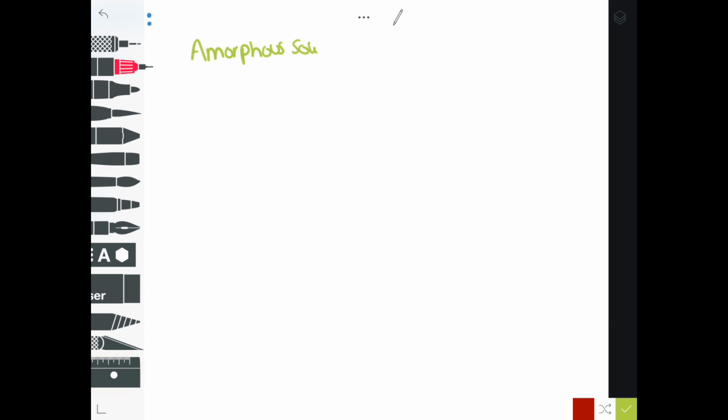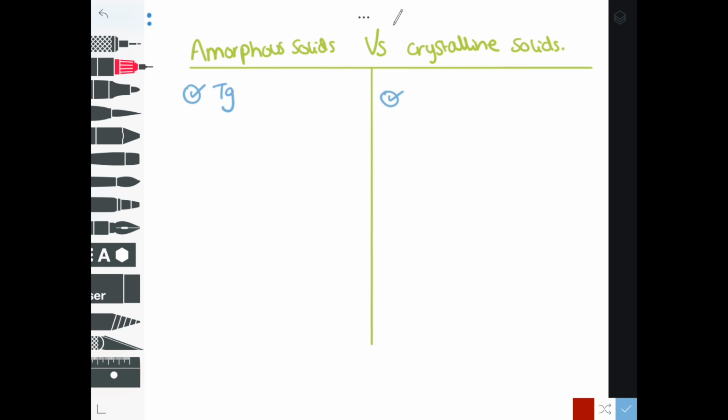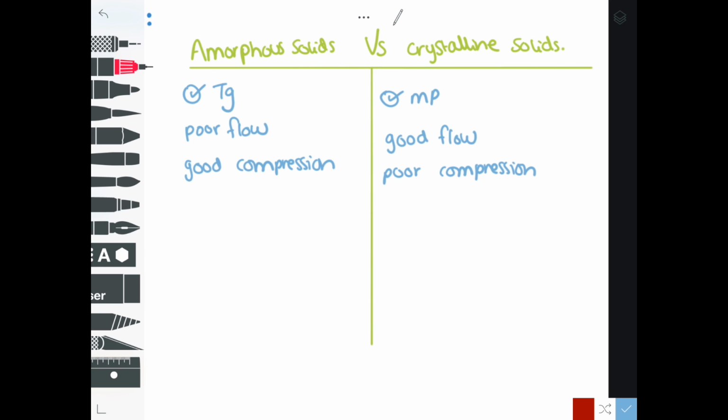Here's a comparison between an amorphous solid and a crystalline solid in terms of properties. Amorphous solids have a glass transition temperature, whereas crystalline solids have melting points. Amorphous solids have poor flow. Crystalline solids have good flow. Amorphous solids have better compression because you can picture them as jagged edges of a puzzle that fit perfectly together, whereas crystalline solids have poor compression properties. Amorphous solids don't have a crystal lattice, and crystalline solids obviously have a crystal lattice.